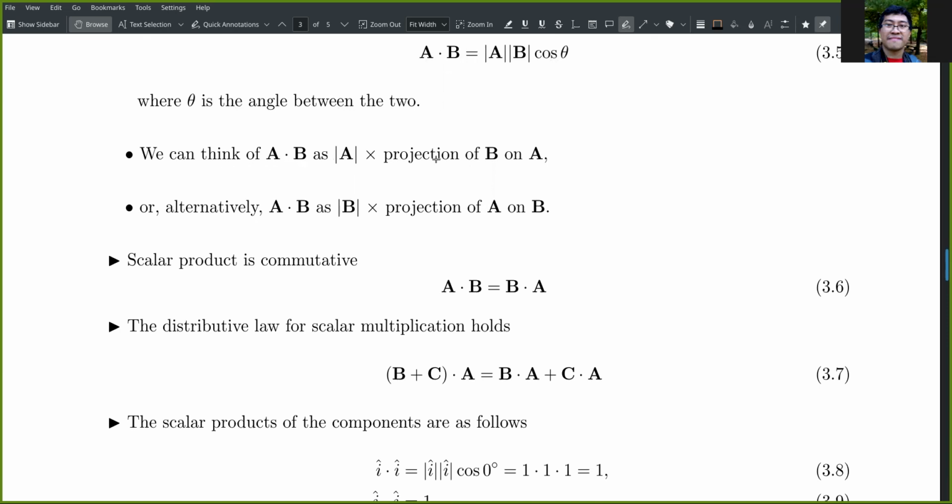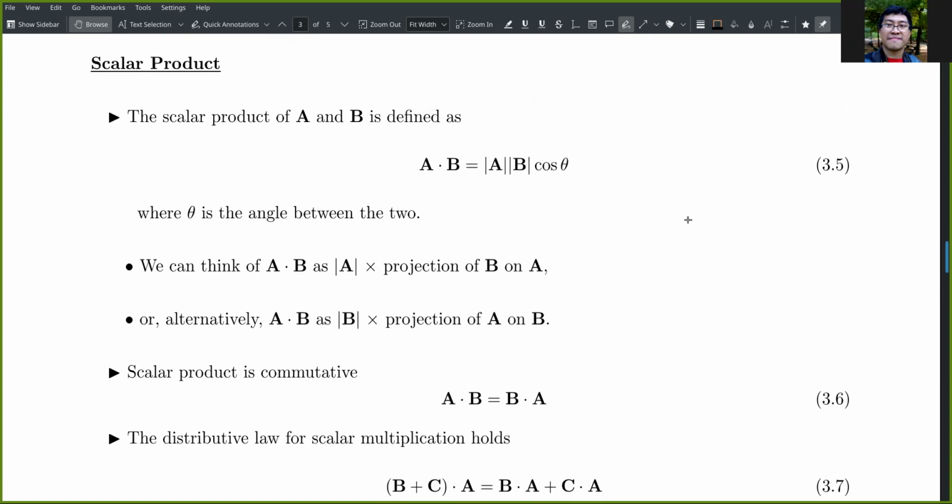We can think of a dot b as a projection of a on b. Suppose this is a and this is b, and the angle is theta. For b cosine theta, let's extend this one. If this is a right triangle here, then b being the hypotenuse, we can project it towards the direction of a, and that is equivalent to b cosine theta. So b cosine theta times a.